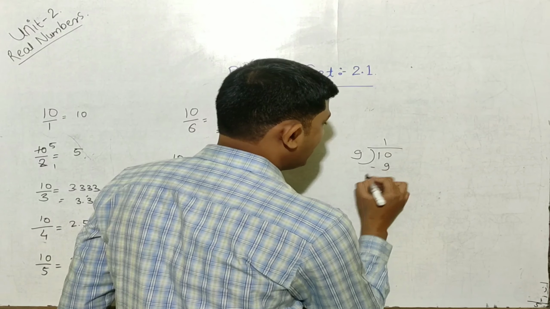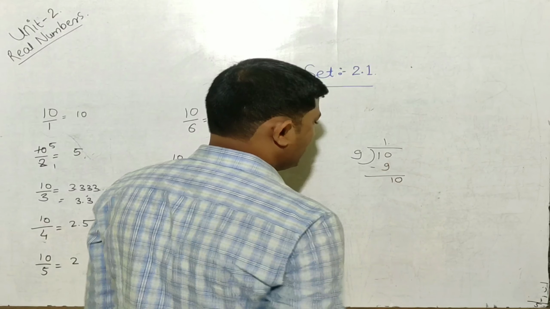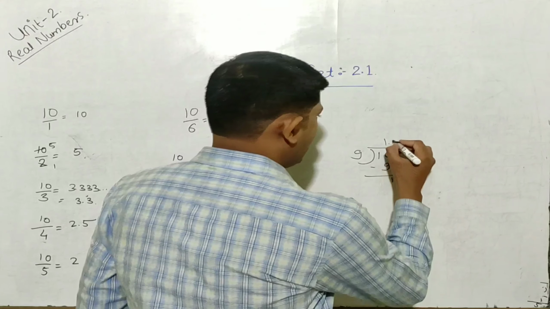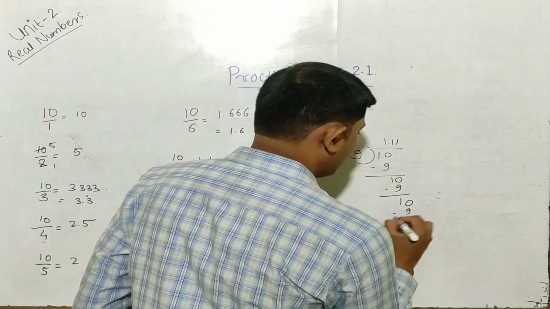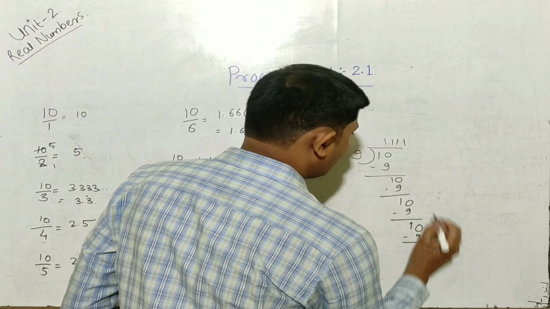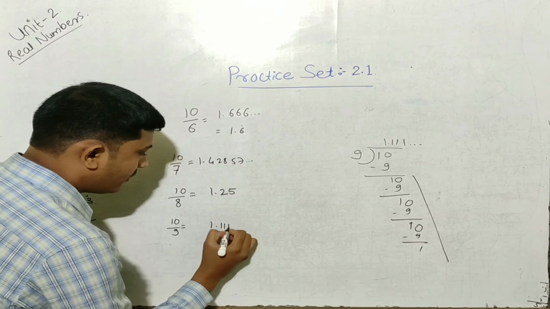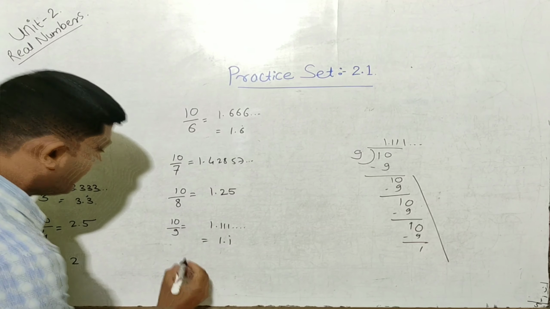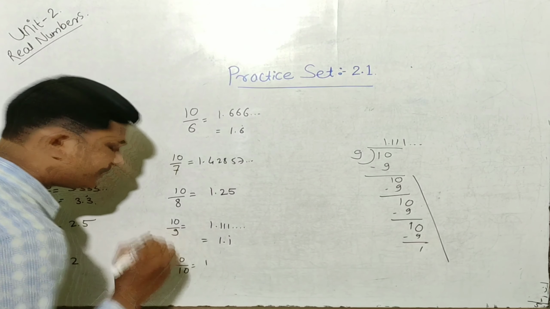Next, 10 divided by 9. 9 ones are 9, remainder 1. Take 10. Here we have taken 0, so we have to give a decimal point as per the rules of division. 9 ones are 9, remainder is 1. Take 10. 9 ones are 9, remainder 1. Take 10. 9 ones are 9. The same way it will be carried out. The quotient will be 1.111 dot dot dot, that is equal to 1.1 with a dot, and the last one, 10 divided by 10, which is simply 1.